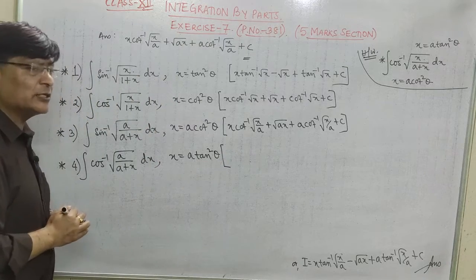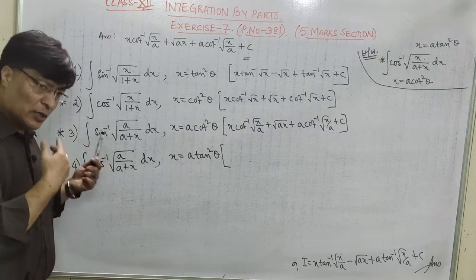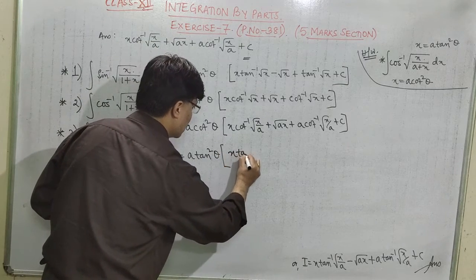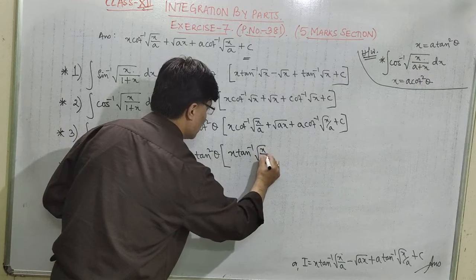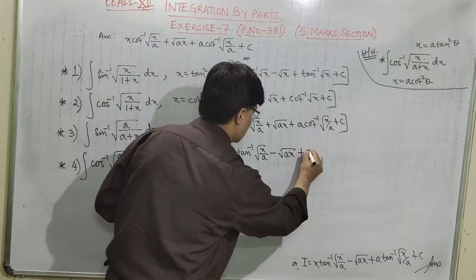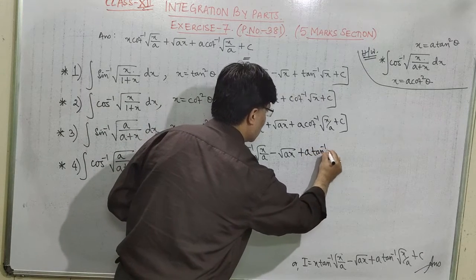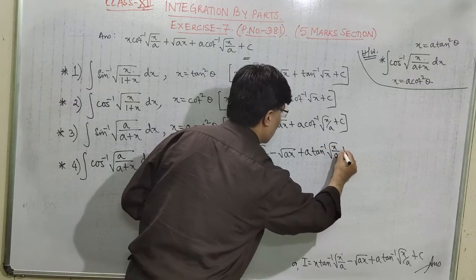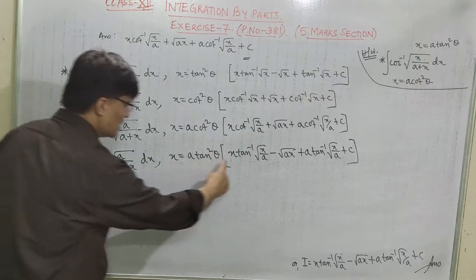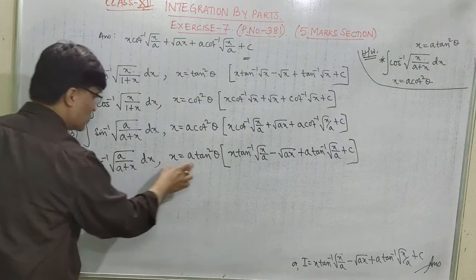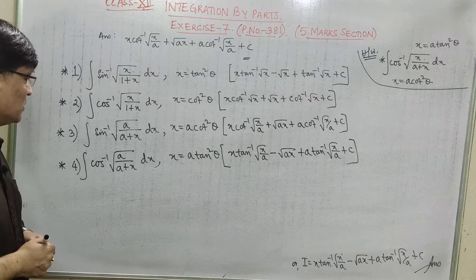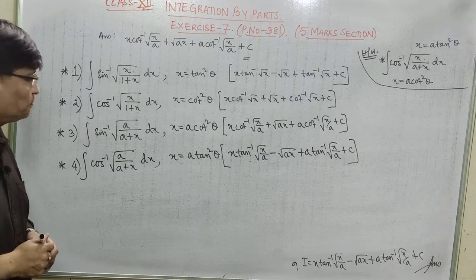So if you put x is equal to a tan square theta, you will get the answer as x tan inverse root over x upon a minus root over ax plus a tan inverse root over x upon a plus c. Okay, the answer for this question is this one, and the hint for this question is you put x is equal to a tan square theta. So I think you have understood it.